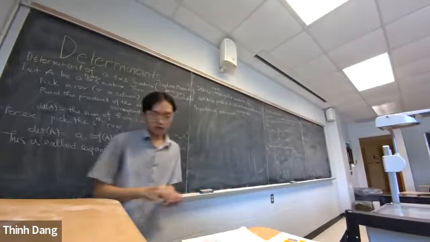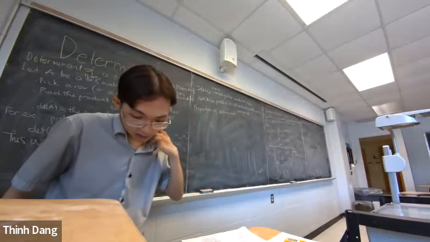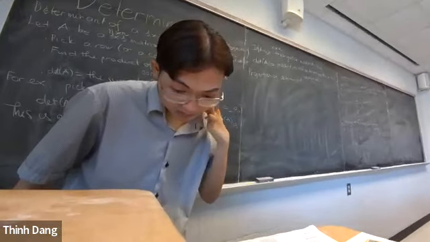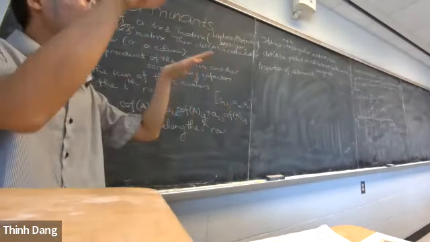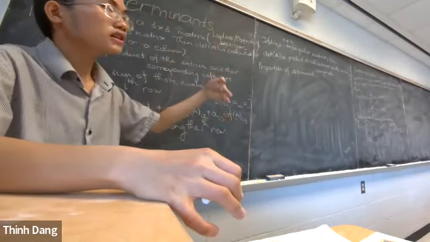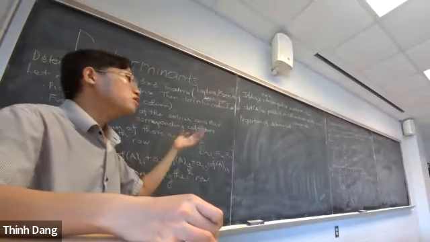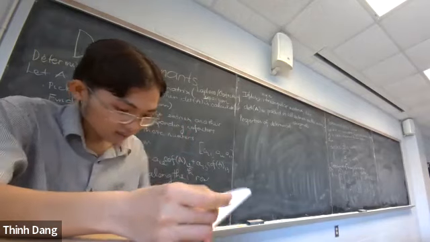Okay, so there are several properties and we will talk about those. Let's talk about the determinant of two matrices such that the second matrix is received by applying some kind of row operation to the first matrix.